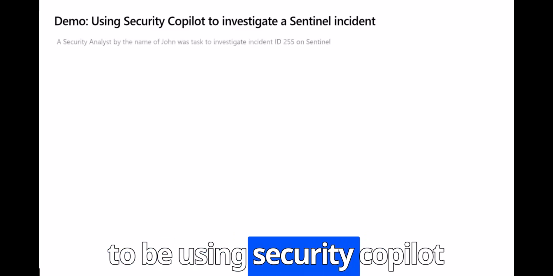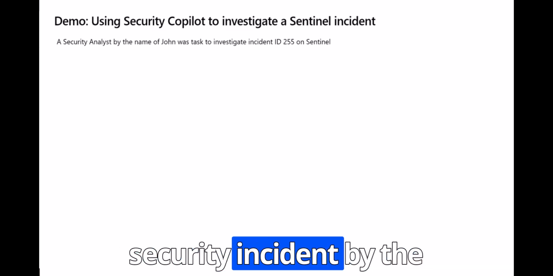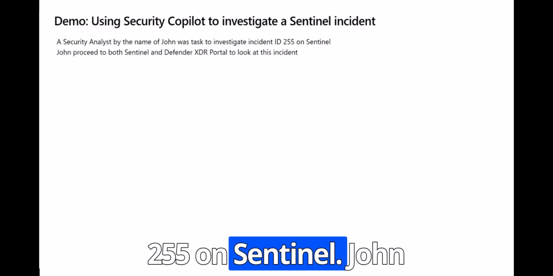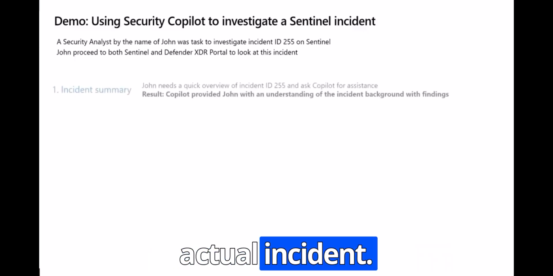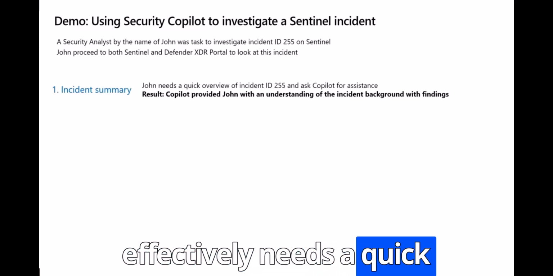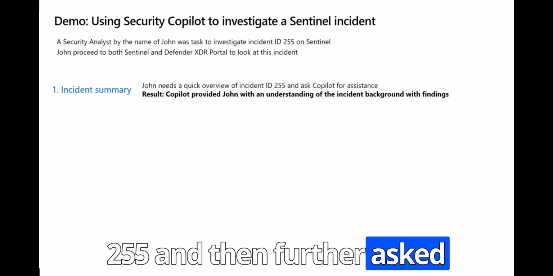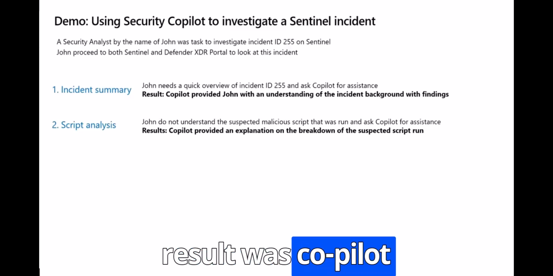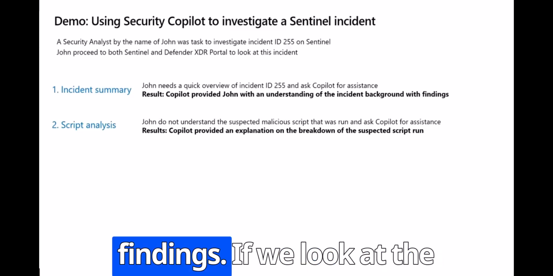We're going to be using Security CoPilot to investigate an incident in Sentinel. A security analyst by the name of John was tasked to investigate incident ID 255 on Sentinel. John proceeded to both the Sentinel and Defender XDR portals to look at the actual incident. If we look at the incident summary, John effectively needs a quick overview of what happened in incident ID 255, and then further asked CoPilot for assistance. The result was CoPilot provided John with an understanding of the incident background with findings.